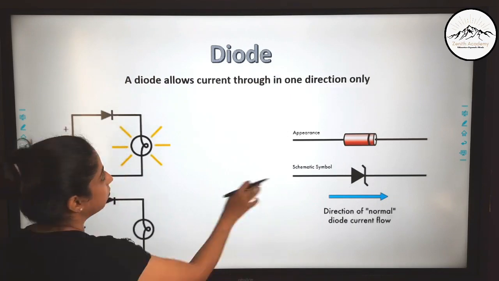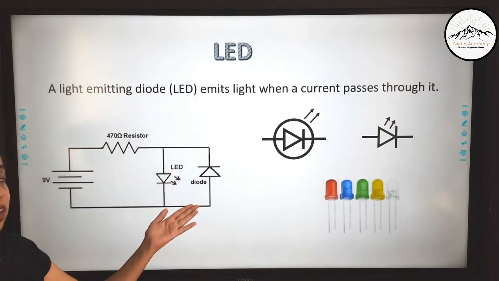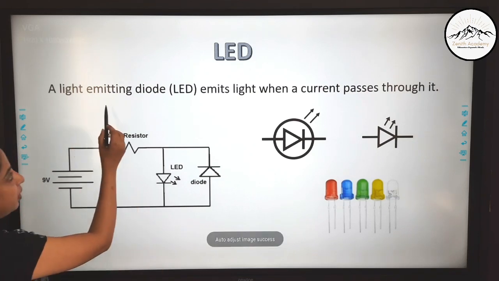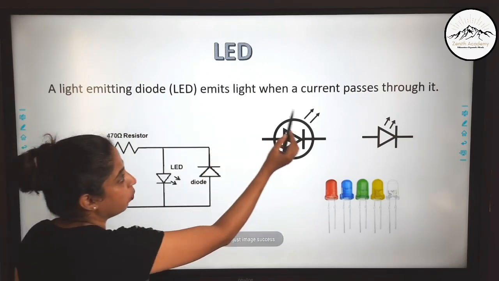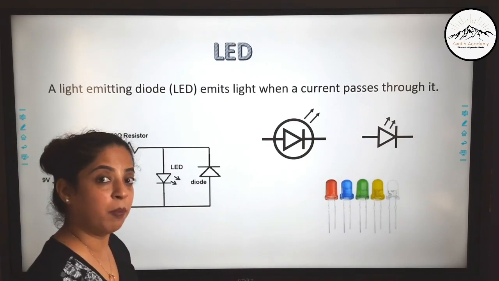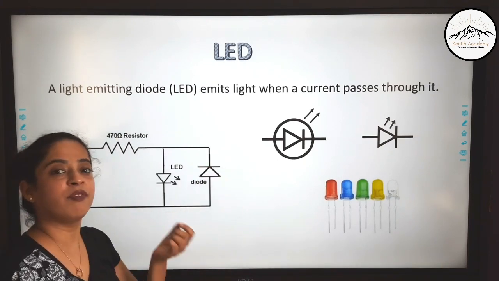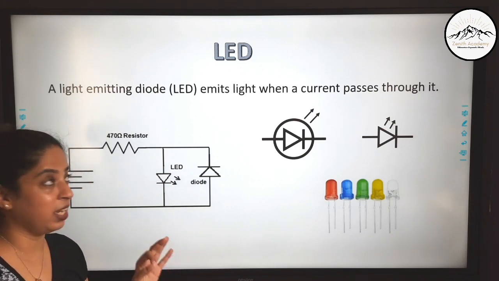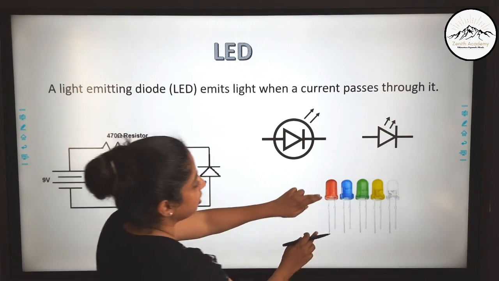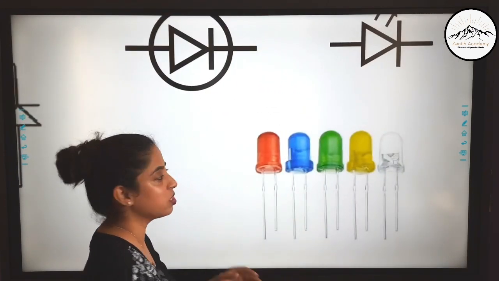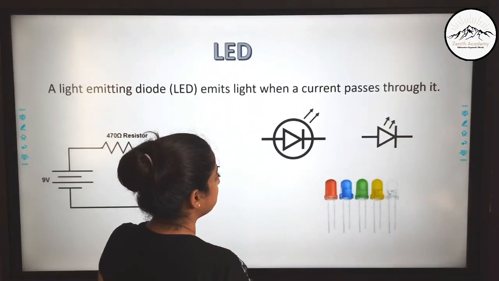So this is also very helpful. Now let's look at another component, LED. Now, LED is light emitting diode. It emits light when a current passes through it. So it is simply like an indicator, a bulb, but it uses a very less amount of current. That is why it is very useful as an indicator. Here you can see these are the different colored LEDs that are available in the market. You all must have used them for your different projects.